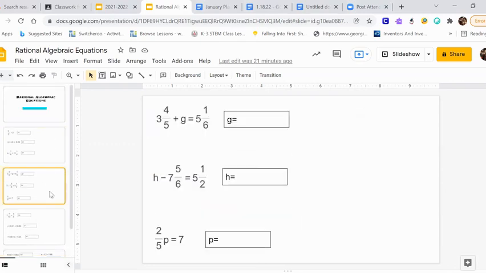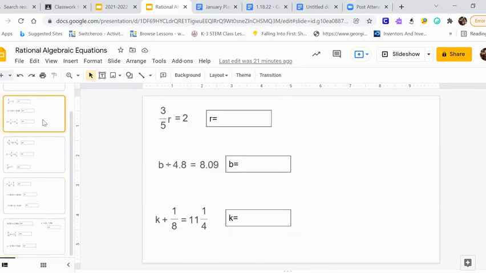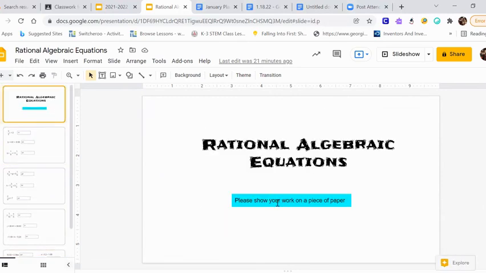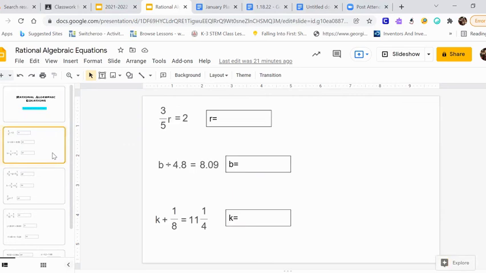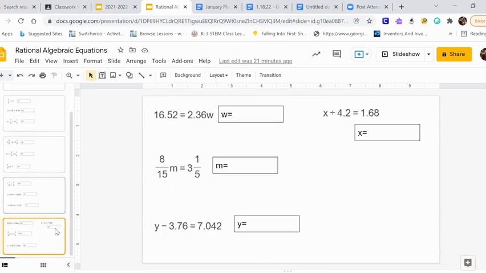All right, so it's just review again today, but they are hard. It's good stuff. You know how to do it. Please make sure that you show your work on a piece of paper and then give it to Mrs. Galindo or Mrs. Stemple. That is your homework.